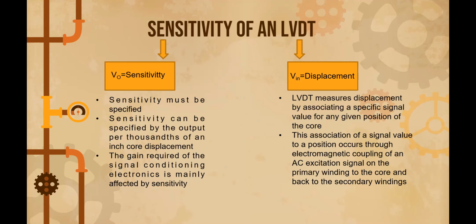In voltage input and displacement, it is linear displacement. It needs around 3 to 4 connection wires for power supply, and it has one primary coil and two secondary coils. This LVDT is known as one of the most reliable sensors out there. So I think that's all for me. Thank you.